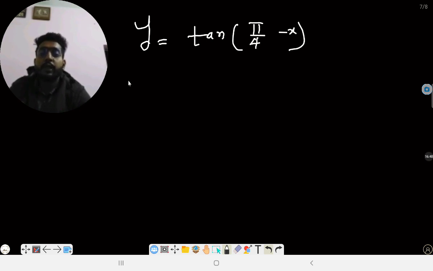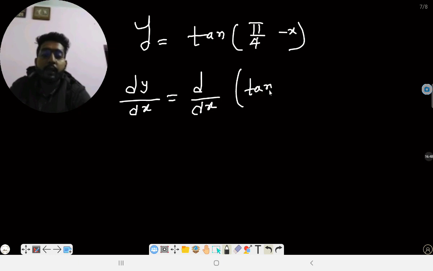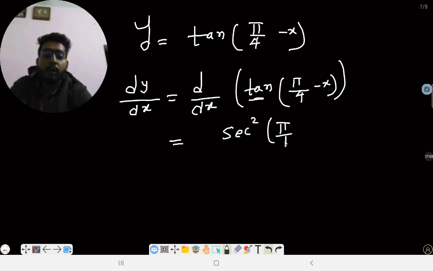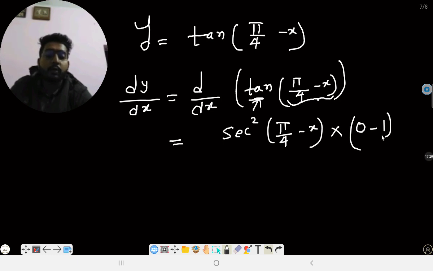Now what we need to find here is the derivative dy by dx. That means we have to differentiate both sides with respect to x. So I am differentiating both sides with respect to x. Now look, there is a tan. What is the differentiation of tan? It will be sec square of pi by 4 minus x, into, now this is the chain rule. Chain rule means first you find the derivative of the outside, then the inside. What is the derivative of pi by 4 minus x? Derivative of pi by 4 is 0 and derivative of x is 1, so that is 0 minus 1.